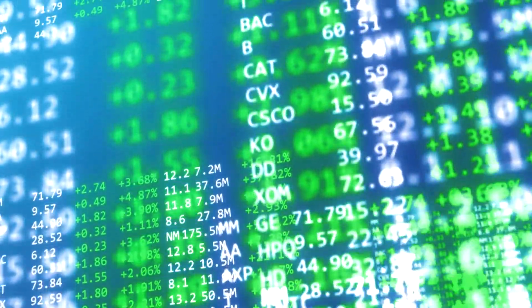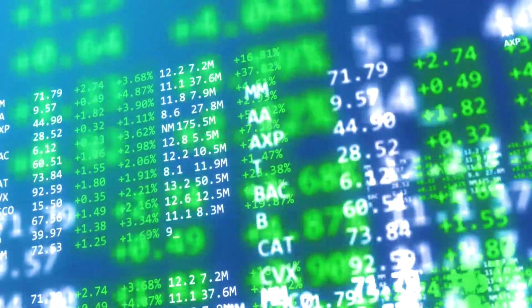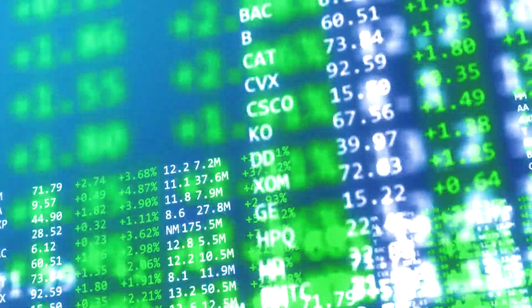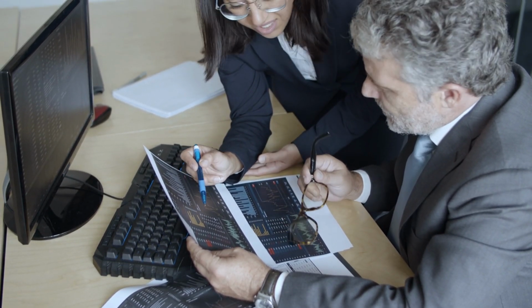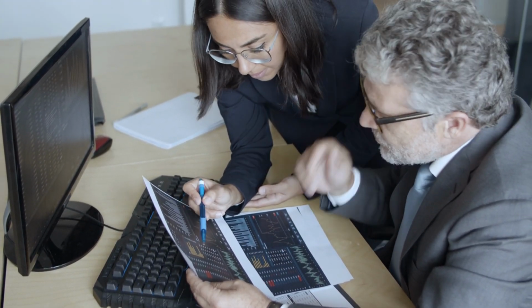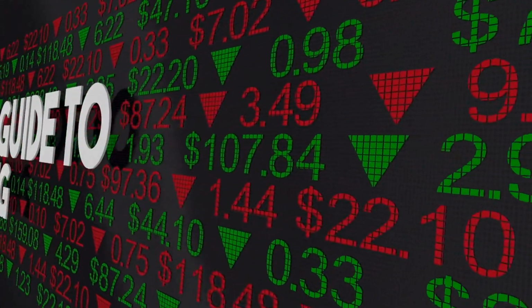What is paper trading? Paper trading stocks is a simulated trading process where you practice buying and selling stocks without using real money. It's a great way for beginners to learn how the stock market works and for experienced traders to test new strategies. Here's a step-by-step guide on how to paper trade stocks.